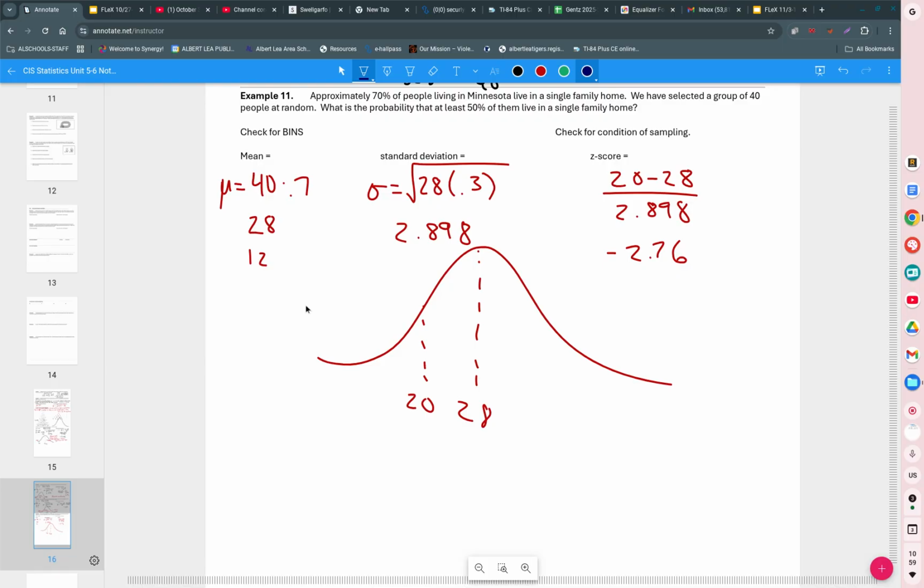Well, that's going to be greater than 50%, isn't it? And as you can see from your curve, definitely there's more than 50% there. So we just have to figure out the amount here. That's what's on our table. And so I look at negative 2.76. Can somebody tell me what did they come up with for negative 2.76?